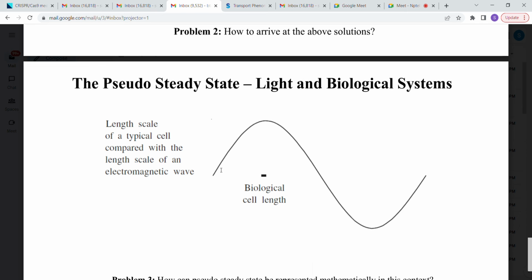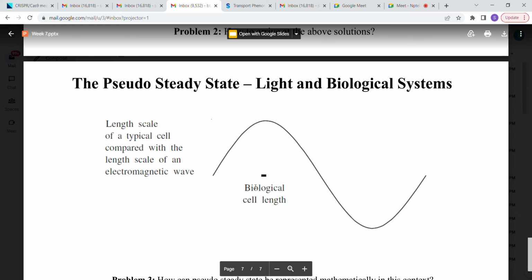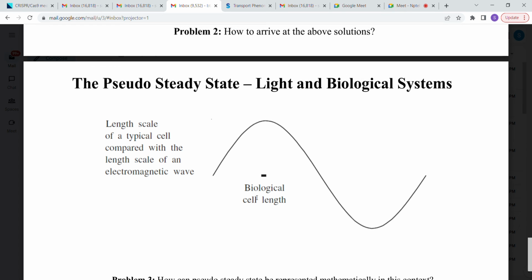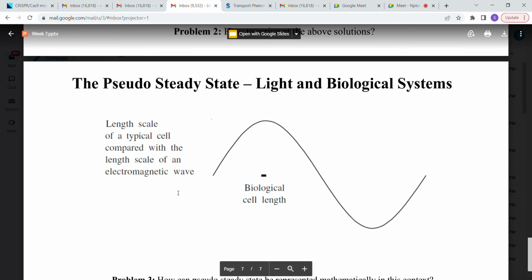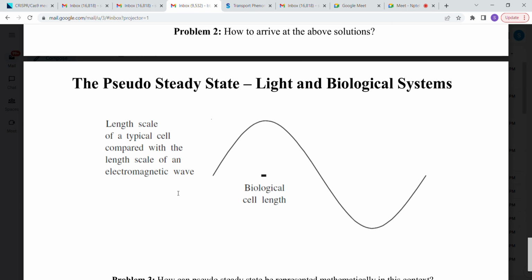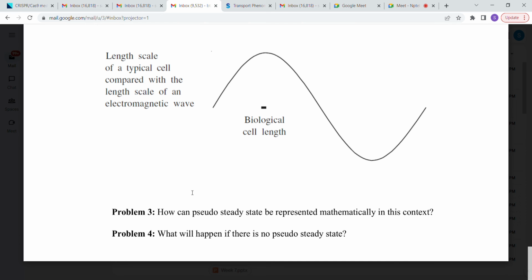What actually happens now? I've given you the definition of steady state. I'm saying that if you compare the length scale of a typical biological cell with the length scale of an electromagnetic wave, the cell is a small thick line here, whereas the wave occupies a huge area. What does this imply actually? First of all, there are two questions. How can pseudo steady state be represented mathematically in this context?